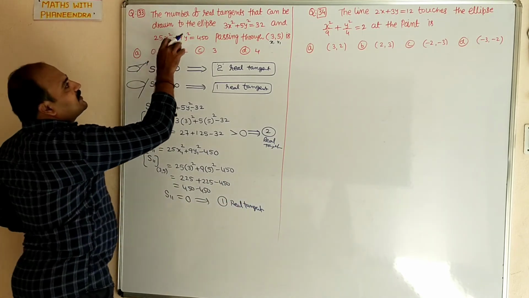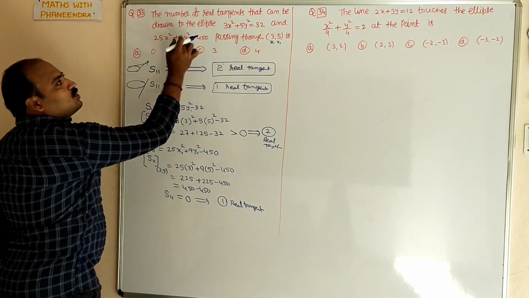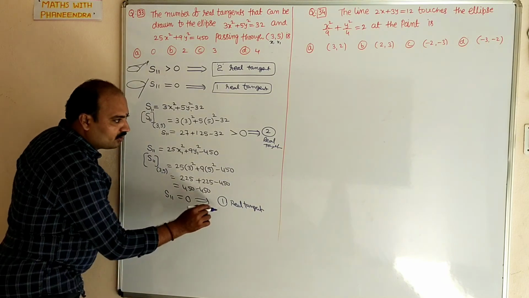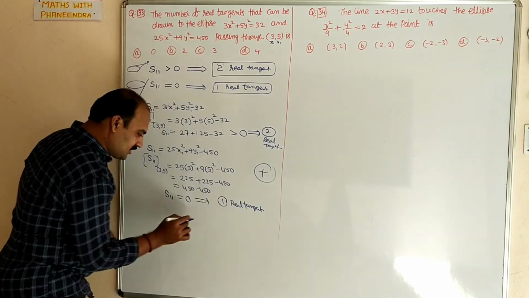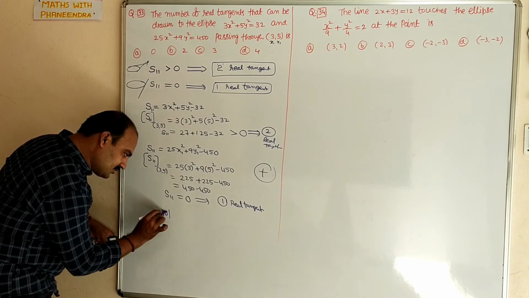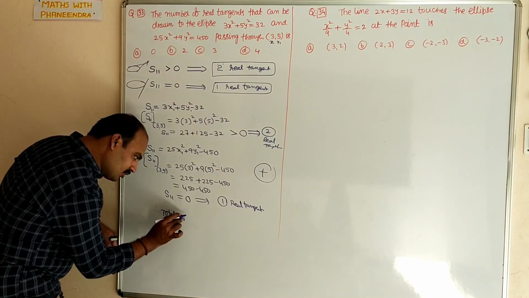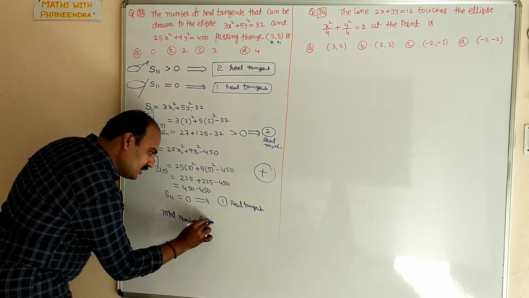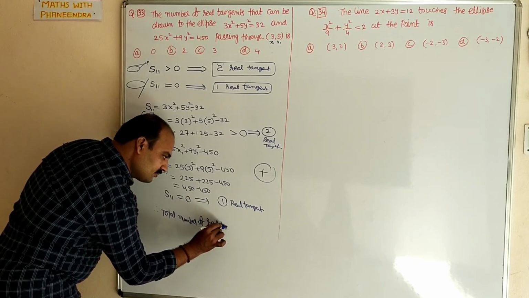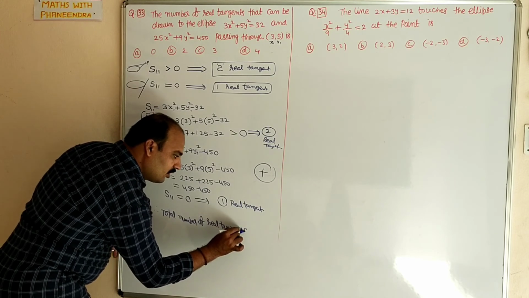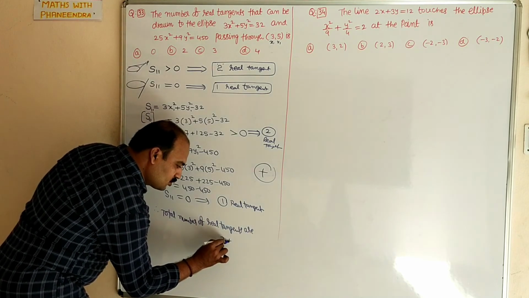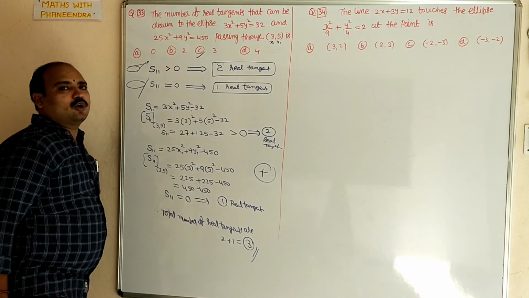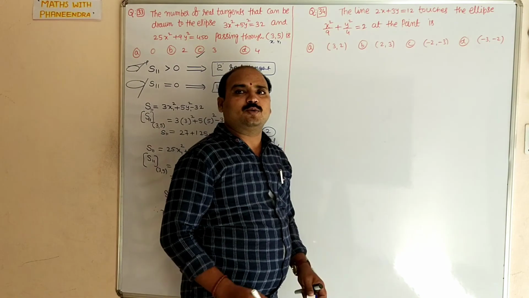So in both the cases, the number of real tangents for these two ellipses passing through 3, 5: this case plus this case. Therefore, the total number of real tangents is 2 plus 1, which is equal to 3. Three tangents are there, which is the third option. We will move to the next question.